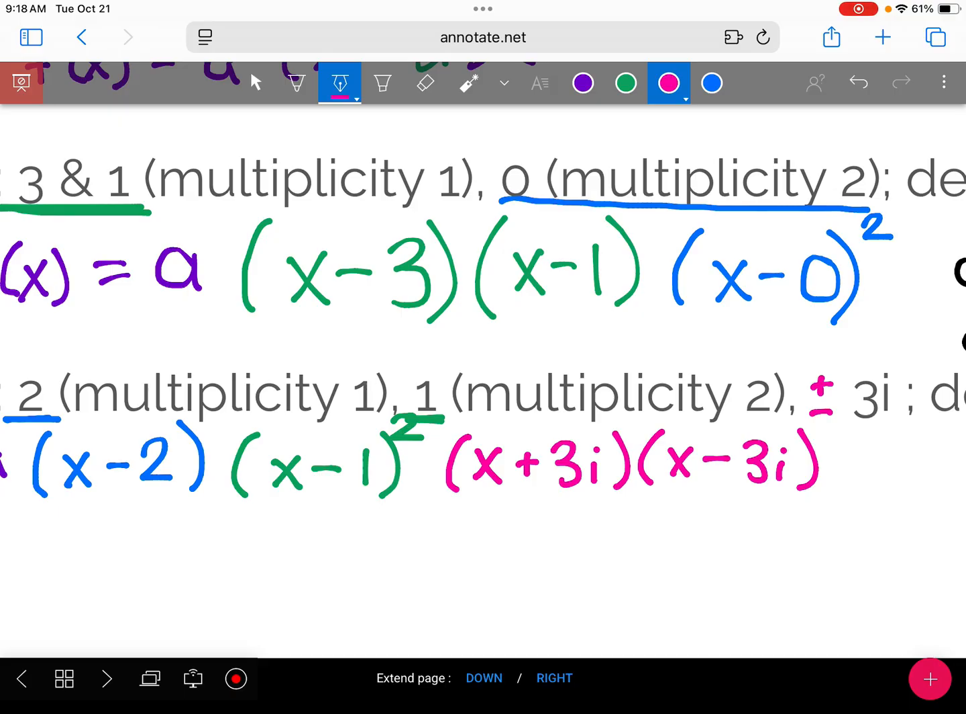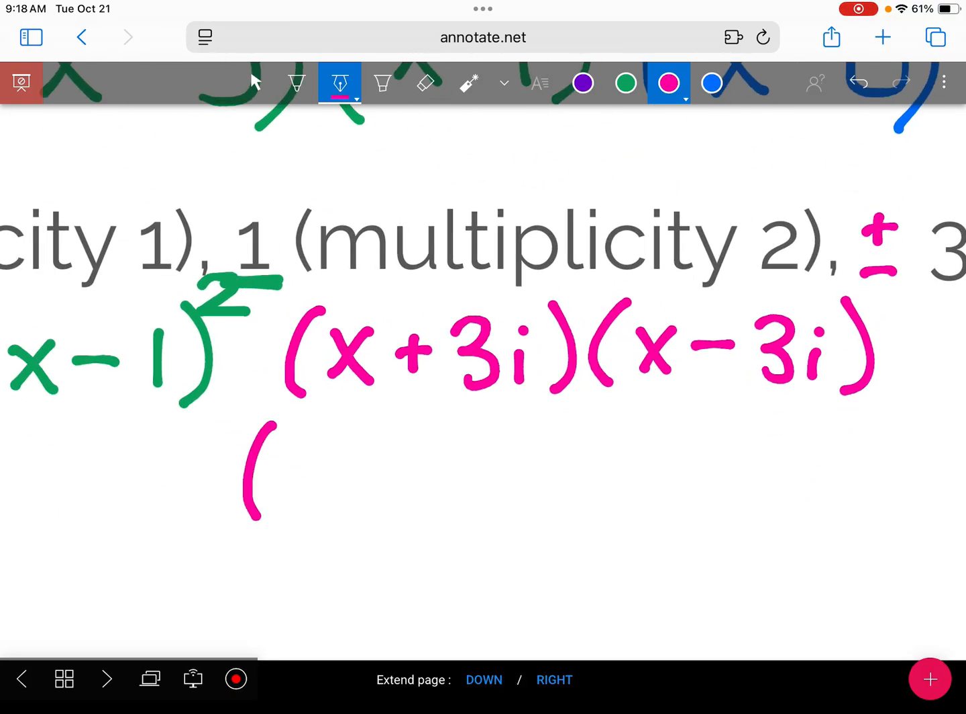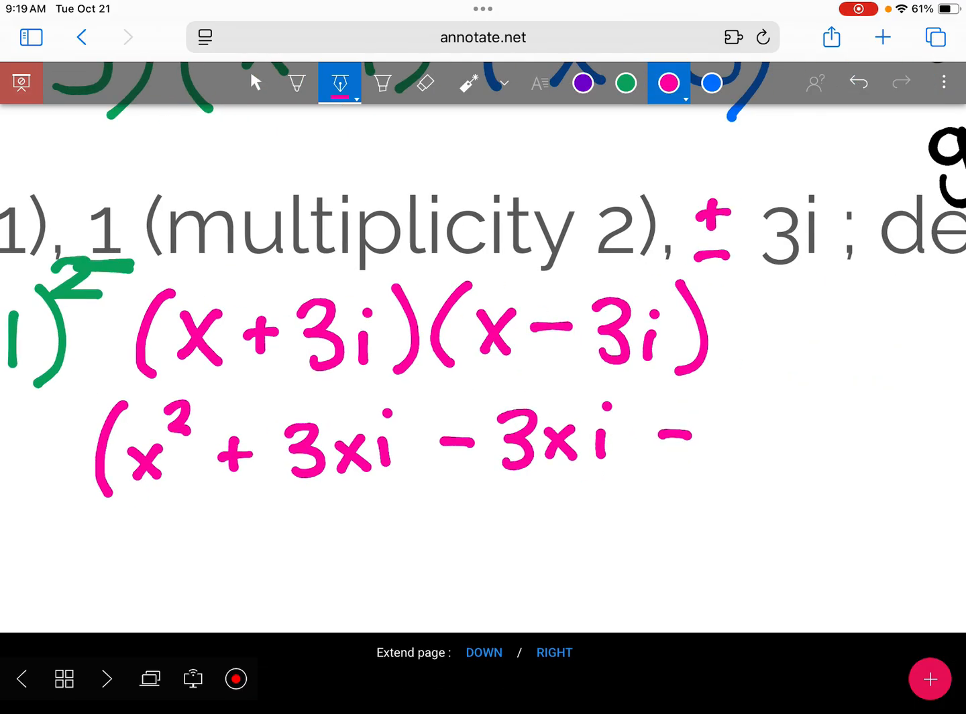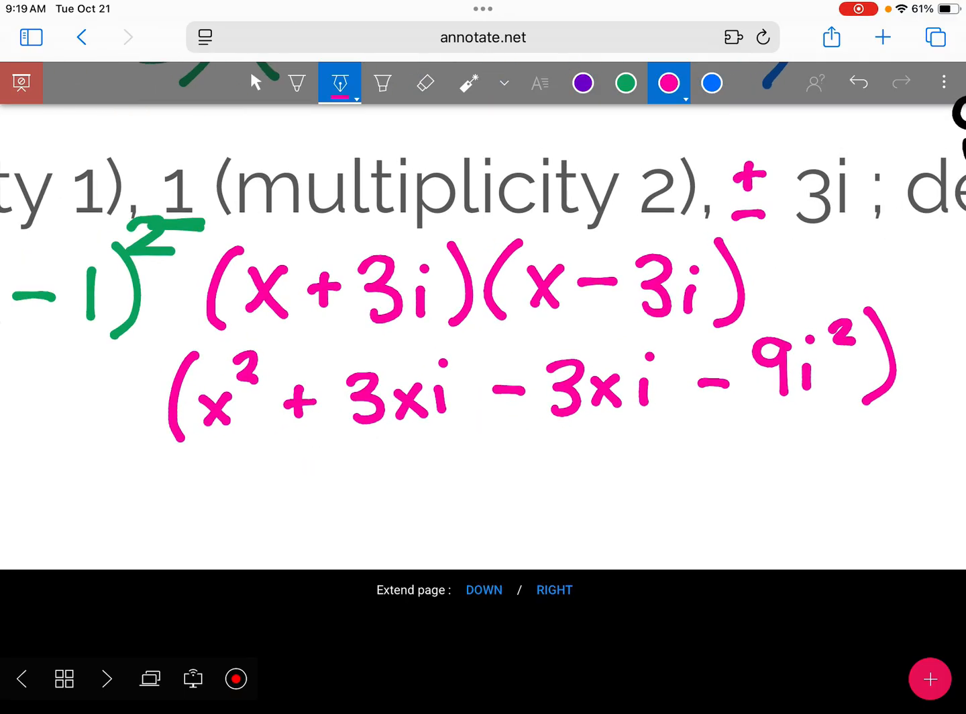So if we just multiply these two together, we're going to have our x squared plus 3xi minus 3xi minus 3i times 3i, 9i squared. What do we notice there? The middle terms cancel out. And the fact that we have i squared means negative 1. x squared plus 9.